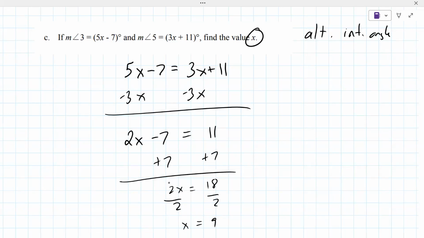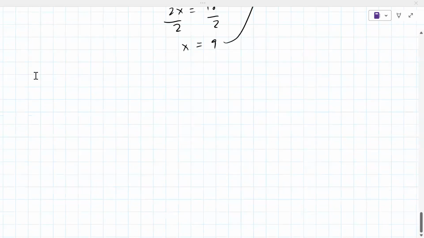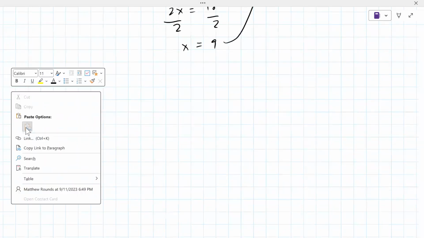And this one just wants x. It doesn't want the angle measure, but you should be prepared to put that back in, should they ask for it. 9. Yeah, you never know. All right. 15. And if you ever want more problems like the one we're doing, just let me know. Happy to come up with some.